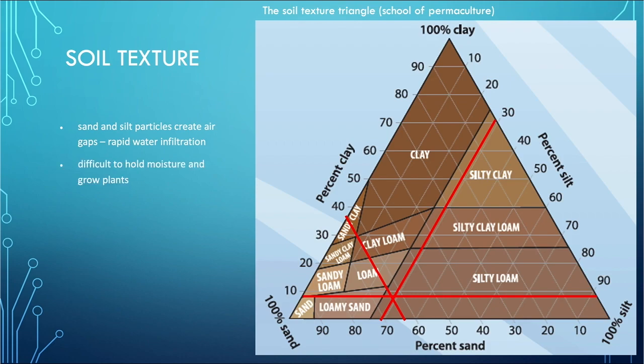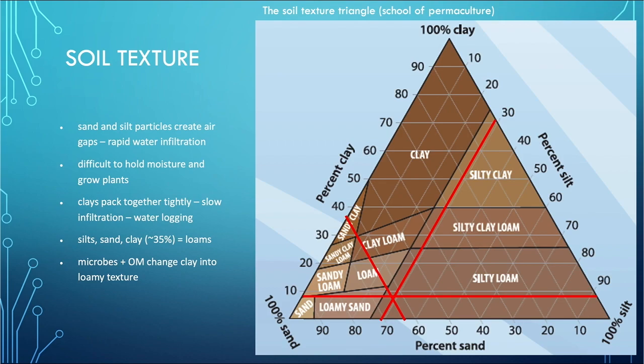They find it difficult to hold moisture and grow plants, and we need organic matter in them in order to actually sustain some water and life in them, whereas clays pack together tightly and have slow infiltration and produce waterlogging if they don't have organic matter in them as well, because their particles are so tiny. So if you have about the same amount, 35% silt, sand and clay, if that's your ratio, you actually end up with a loam, which is the preferred soil type most people want to grow stuff in, because they avoid those problems of infiltration, soil aeration and waterlogging. But microbes and organic matter can change clay into loamy texture, and the same with sand.